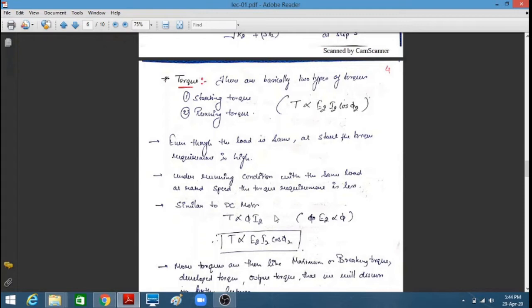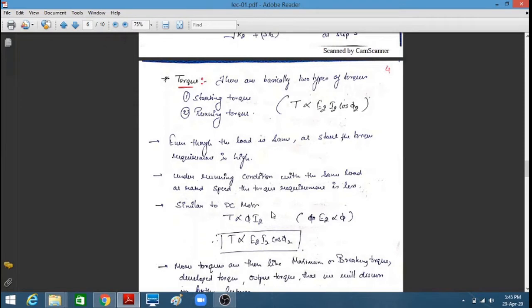So torque, there are basically two types of torque that we are dealing with. First one is starting torque, another is running torque. Even though the load is the same at start and when the motor is running at full rated speed, the torque requirement is high at start. Under running condition, with the same load at rated speed, the torque requirement will be less because of inertia.